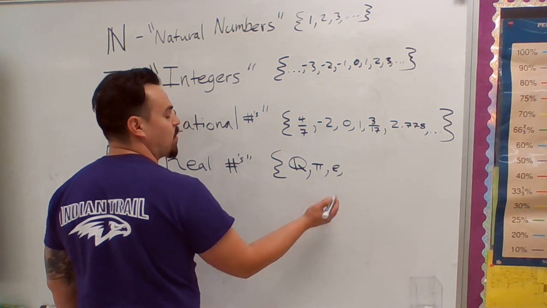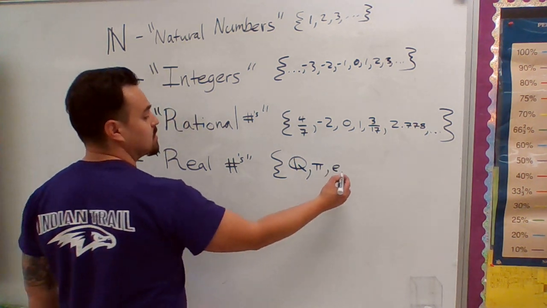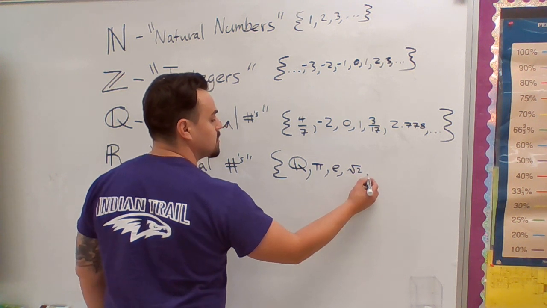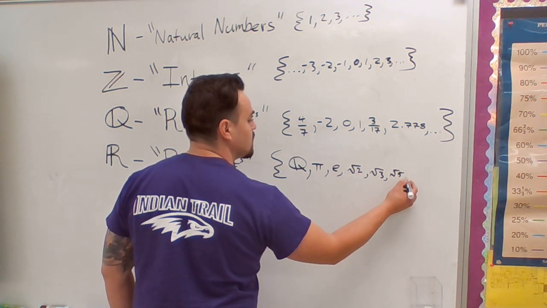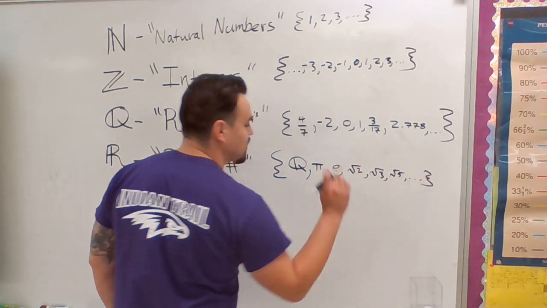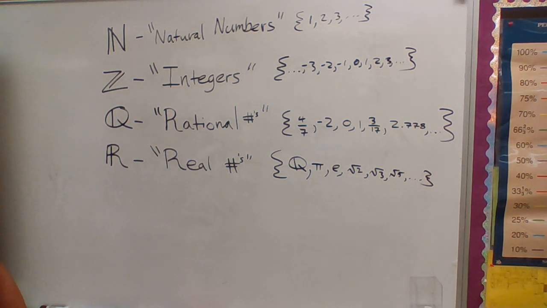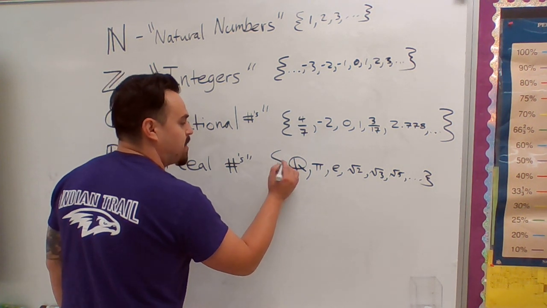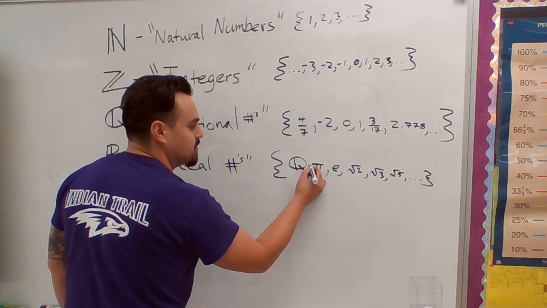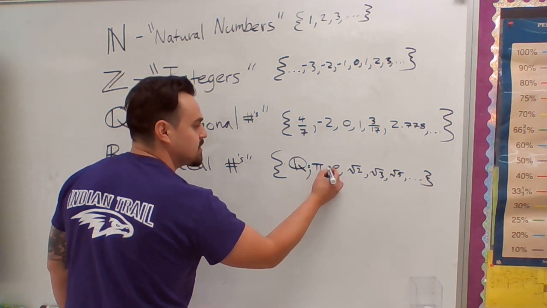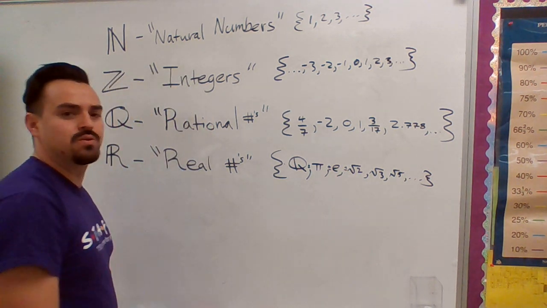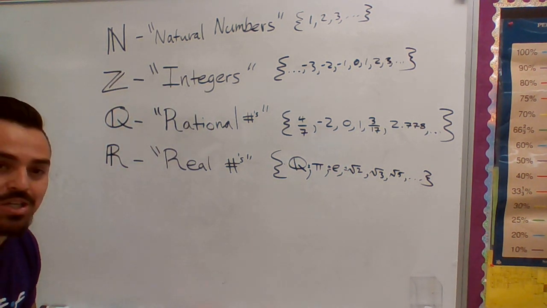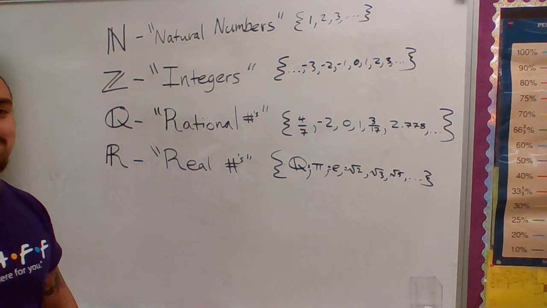e, the square root of a prime number, like root 2 or root 3 or root 5 and so on and so forth, the irrationals. And you also have the negative and positive versions of all of these. Positive and negative pi, positive and negative e, positive and negative root 2. Again, the reals are all inclusive.